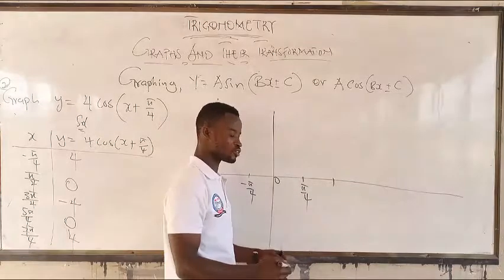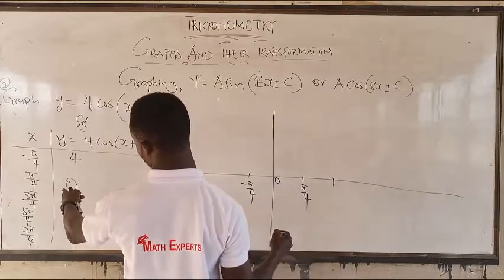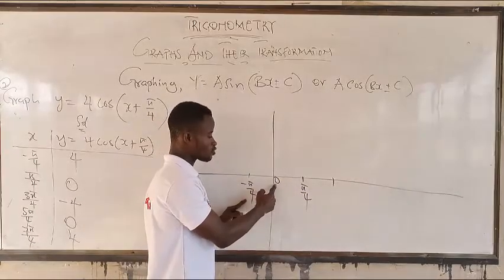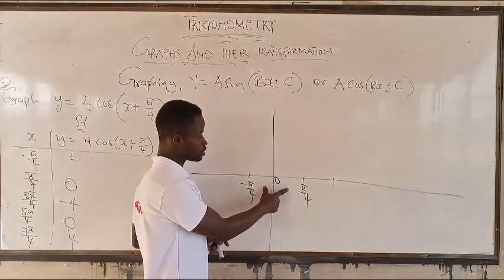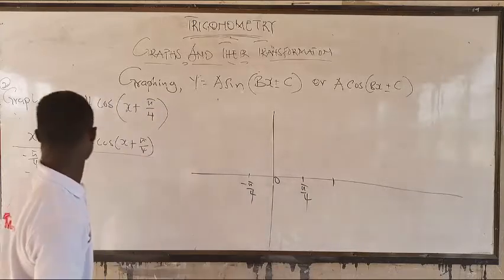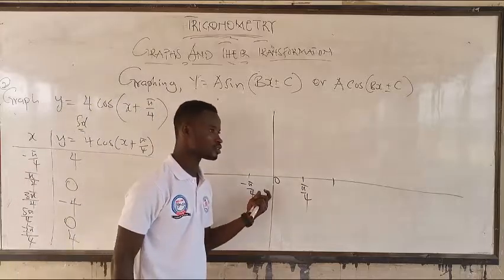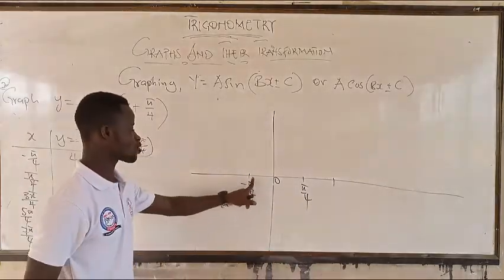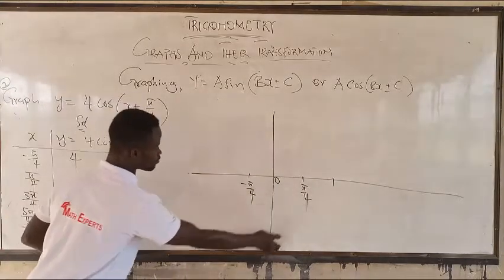Because it's 45 units, 45 digits. You can see that from here to here will be 45. And from here to here is 45. So 45 plus 45, that's going to be 90. So you can see that from here to here is going to be 90. Alright. But the interval is 45.